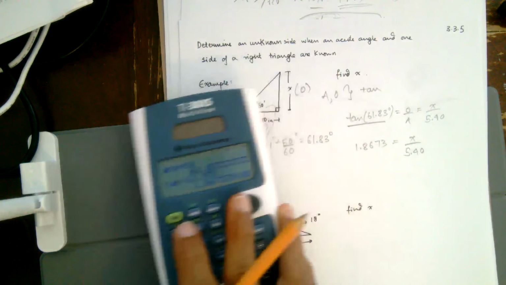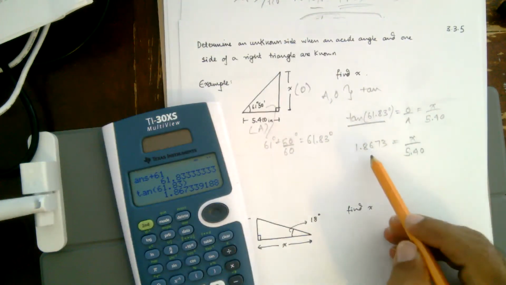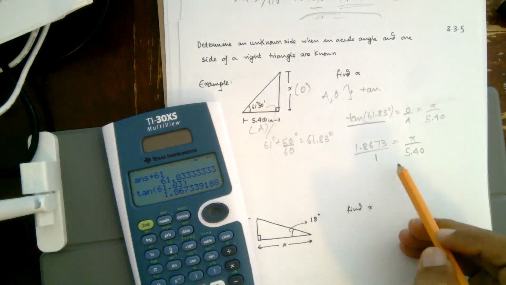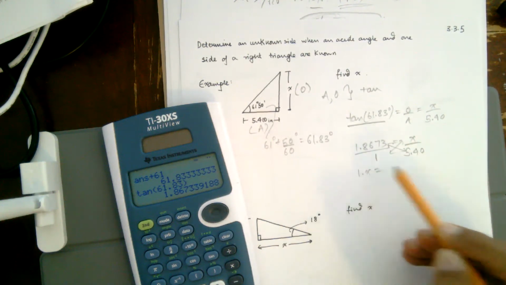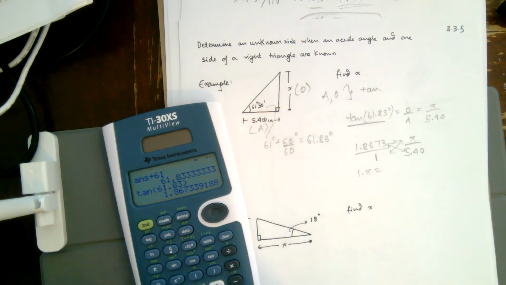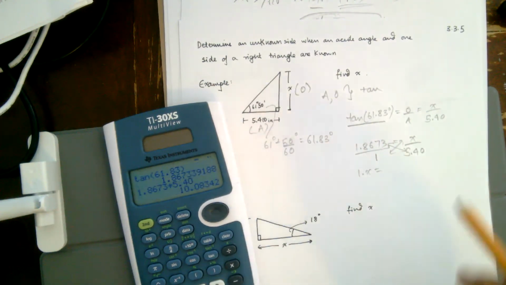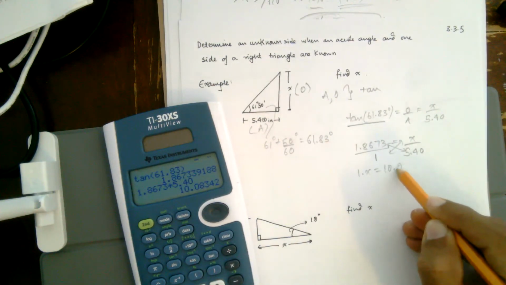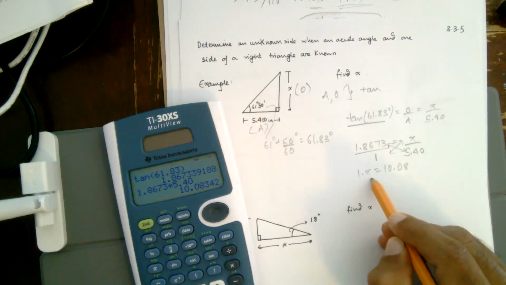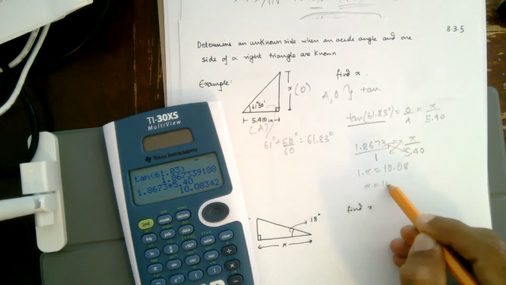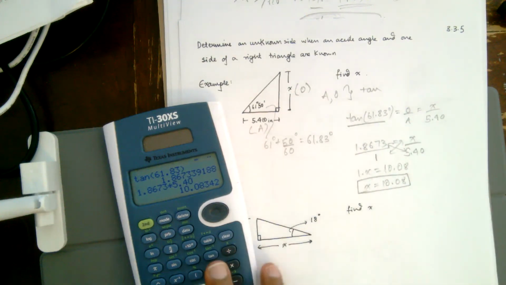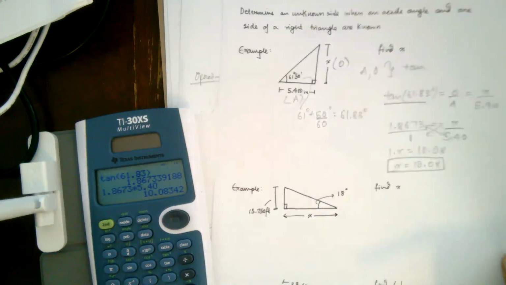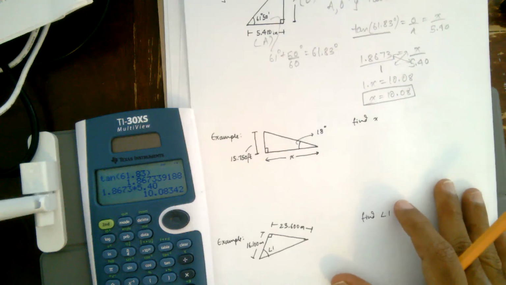Now recall from week 1, solving for x here means thinking of this as over 1 and cross multiplying. So 1 times x equals 1.8673 times 5.40, which is 10.08. Now 1 times x is just x, which means x is 10.08. I'm going to go through a couple more examples.